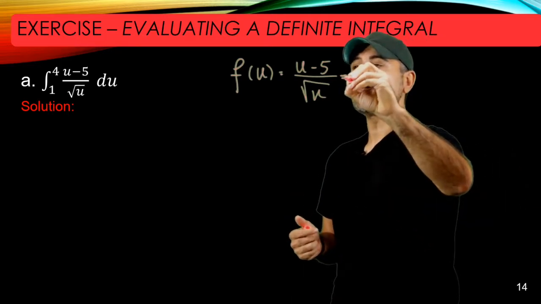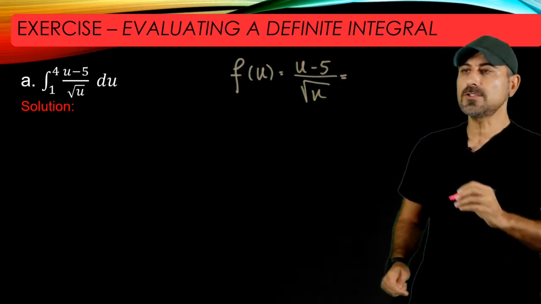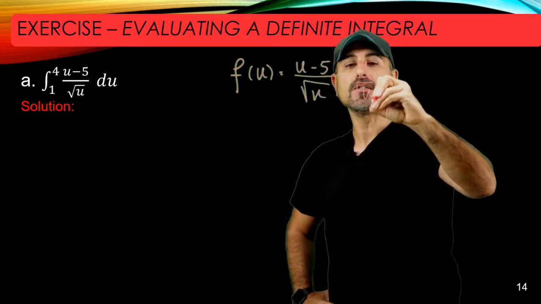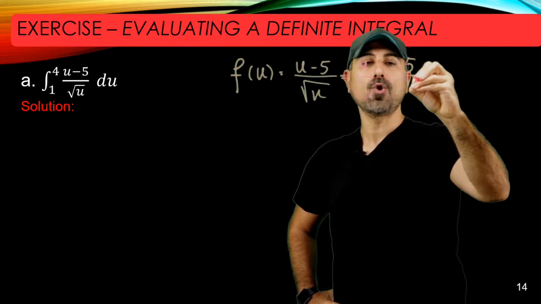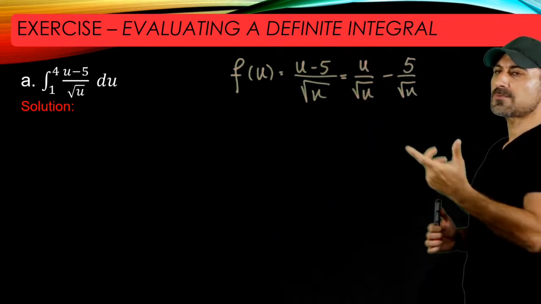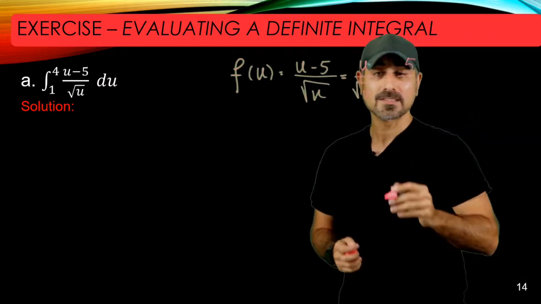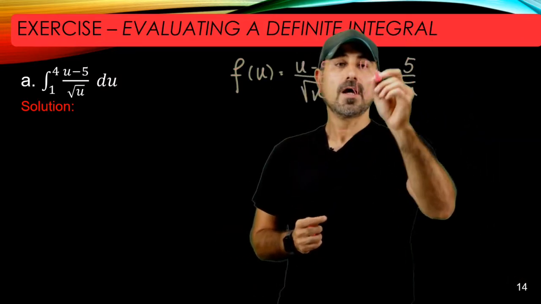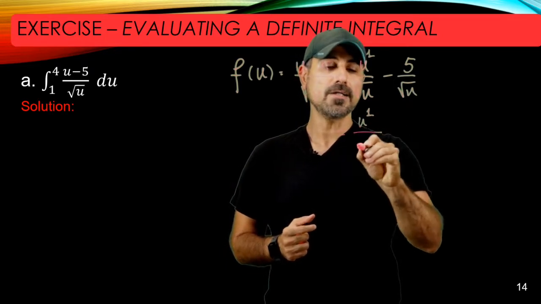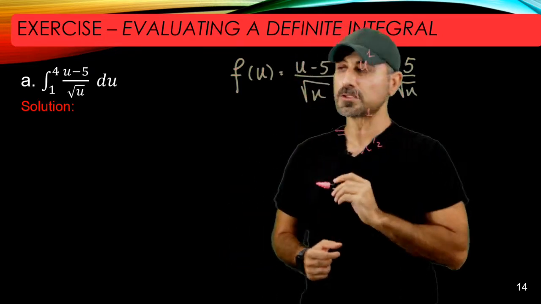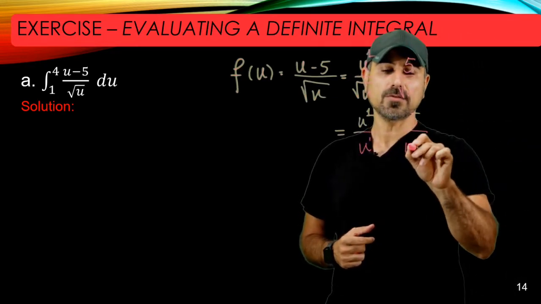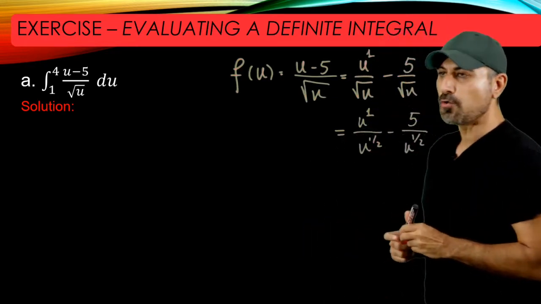In fact, I can split this into two fractions. One is u over radical u, and the other one is 5 over radical u, and then let's see if we can write this with the help of exponents. This one is u to the power of 1 divided by u to the power of 1 over 2, and this one is 5 divided by u to the power of 1 over 2.